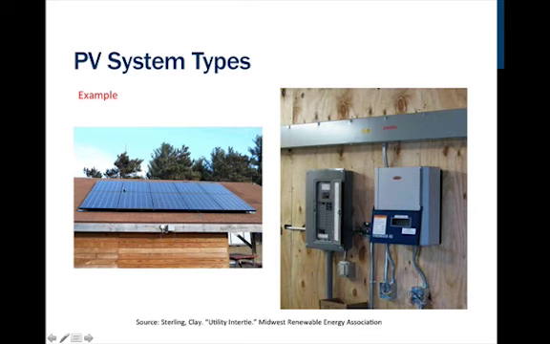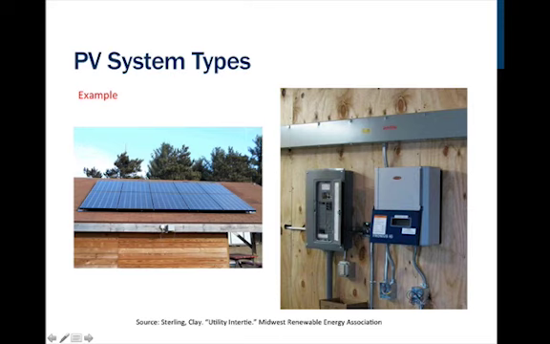Here are the components. Here we have the array, sized for the home's needs, and the inverter, which is going to invert the incoming DC electricity off the PV array into usable utility grade AC. We're going to come out of the inverter into your breaker panel and land on a breaker which is going to be right inside your breaker panel.